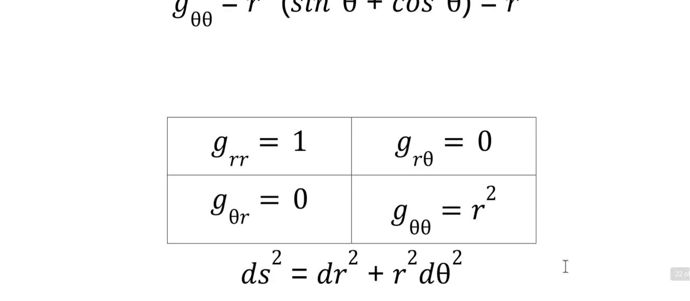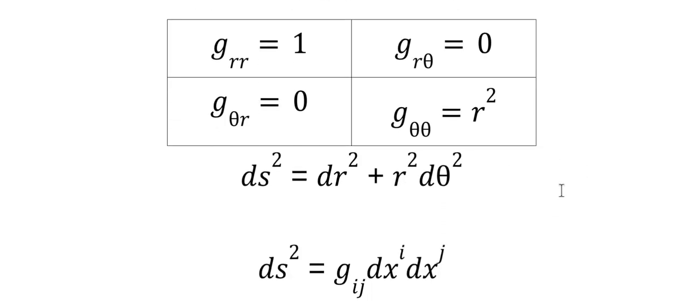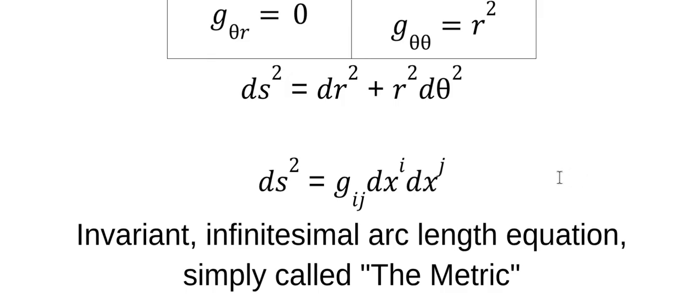Now look at this. The g rr component is the component for here. The g theta theta component, r squared, is the component for here. Well, what does that mean? Well, that means we can write this. ds squared equals the components of the metric tensor times the product of the infinitesimals. And this is known by many names, the invariant infinitesimal arc length equation. Everyone just calls it the metric.